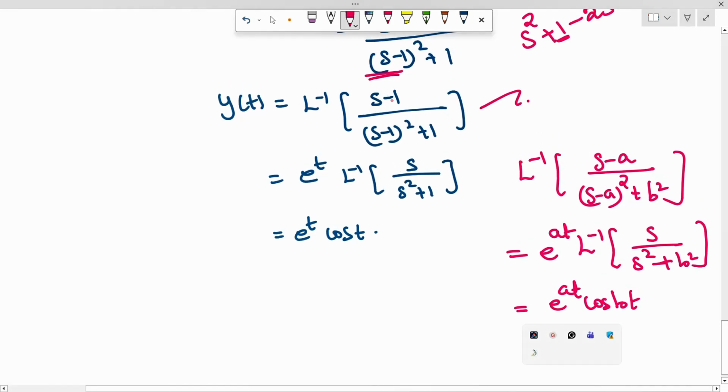Apply this formula here. First remove this minus 1. Here 1 minus 1 is there, no? In both the numerator and denominator, remove this minus 1, which gives e power t into L inverse of s by s square plus 1, which is equal to e power t into cos t, because here b square is 1, so b is 1. We can write e power t into cos t. That's all.